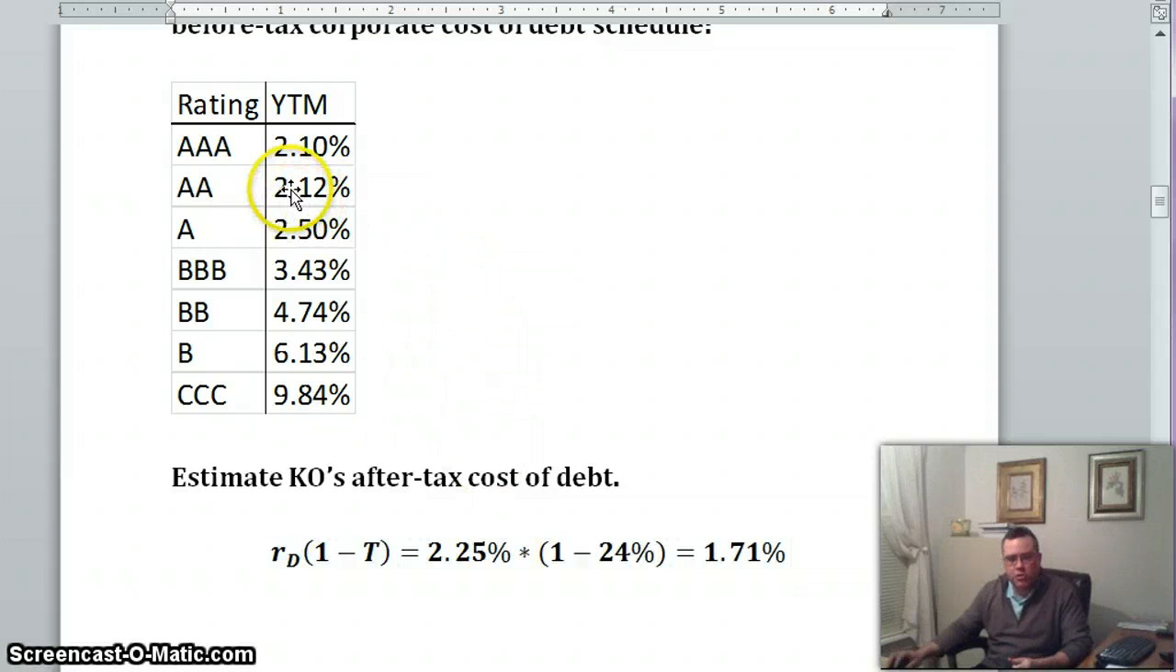That would be the return the investors would receive if they bought our bonds at Coca-Cola, if we were Coca-Cola. But then you need to multiply it by 1 minus the tax rate, because from our perspective, we get to write those off our taxes, so we pay a little bit smaller tax bill. So it's like a little cash inflow for us. And it makes our actual cost to issue those long-term bonds only 1.71%, which is pretty cheap.